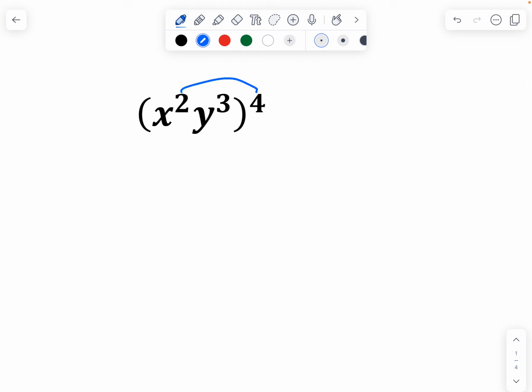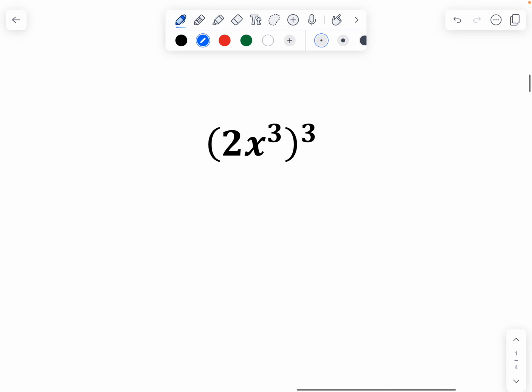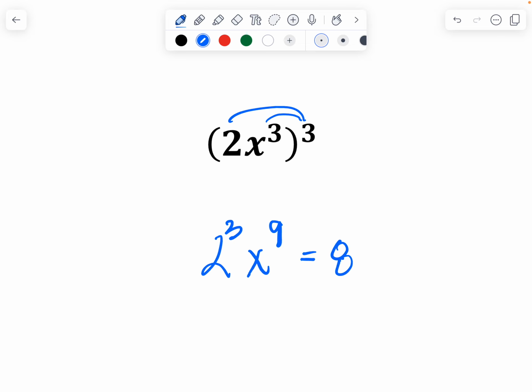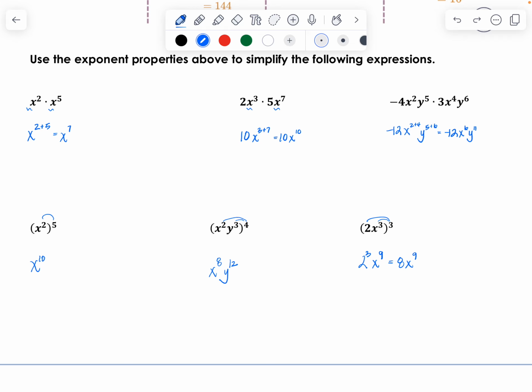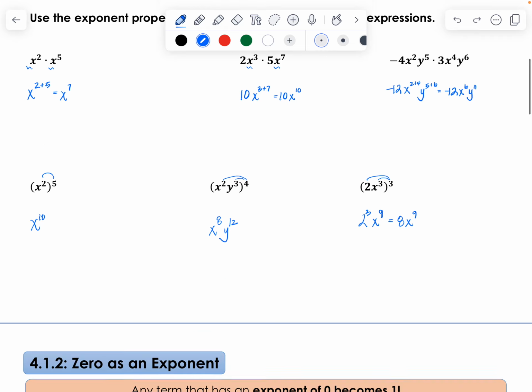Here we're going to distribute in that exponent to every term, so we'll get x to the 8th, y to the 12th. We're multiplying. All right, and then here we give that 3 even to the 2, so that'll become 2 to the 3rd, x to the 9th. Well, 2 to the 3rd, that's 8. So 8x to the 9th, and I need you guys to have that answer. We should not be writing 2 to the 3rd. We can plug that into Desmos to get 8. All right, so that's our second property, power to a power.